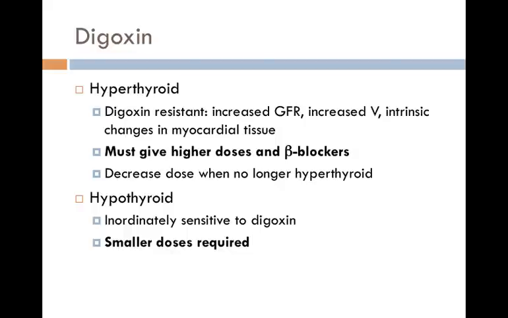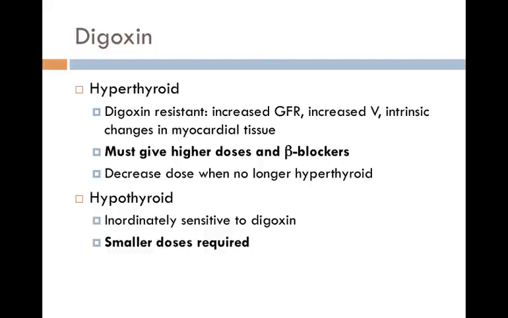Digoxin is also very dependent upon thyroid status. So in a hyperthyroid patient, they sometimes call them digoxin resistant, but it's because there's an increase in clearance, an increase in volume, and there may be some changes in the myocardial tissue necessitating higher doses of digoxin. This is also the case for beta blockers. So you have to give higher than normal doses because of increases in clearance, and maybe also changes in the tissue itself. When they become euthyroid, you need to then decrease the dose back to what it was originally.